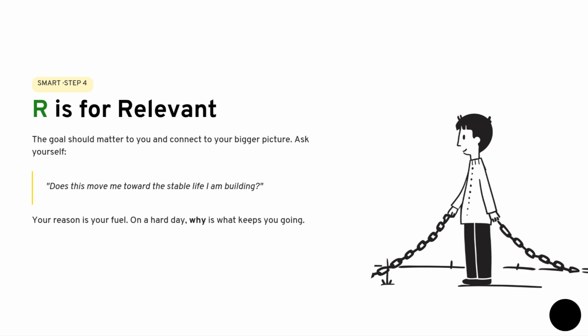R is for relevant. The goal should matter to you and connect to your bigger picture. So ask yourself, does this move me towards the stable life I'm building? Your reason is your fuel. On a hard day, your why is what keeps you going. Remember, we explored in Module 5 your values and your why and how they're the engine behind every goal that you set. So, your goals should be related to what you are aiming for in the future.